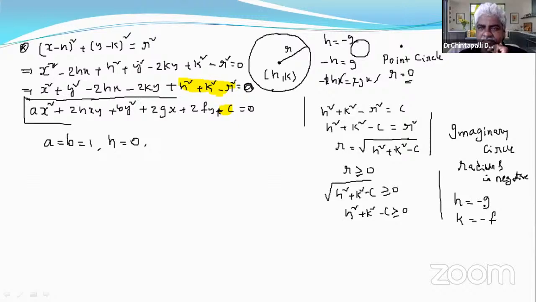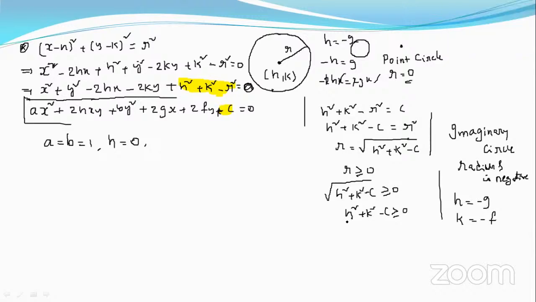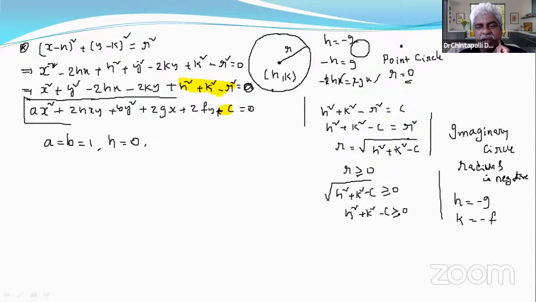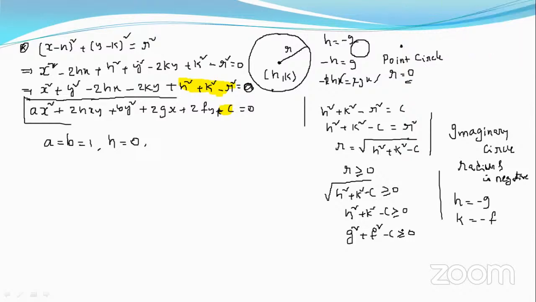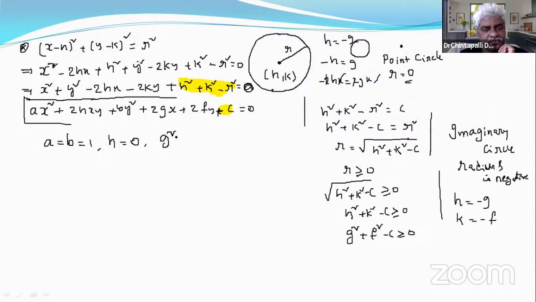Got it? Now h square plus k square minus c should be greater than or equal to 0, which means g square plus f square minus c is greater than or equal to 0, right? That's the condition: g square plus f square minus c.